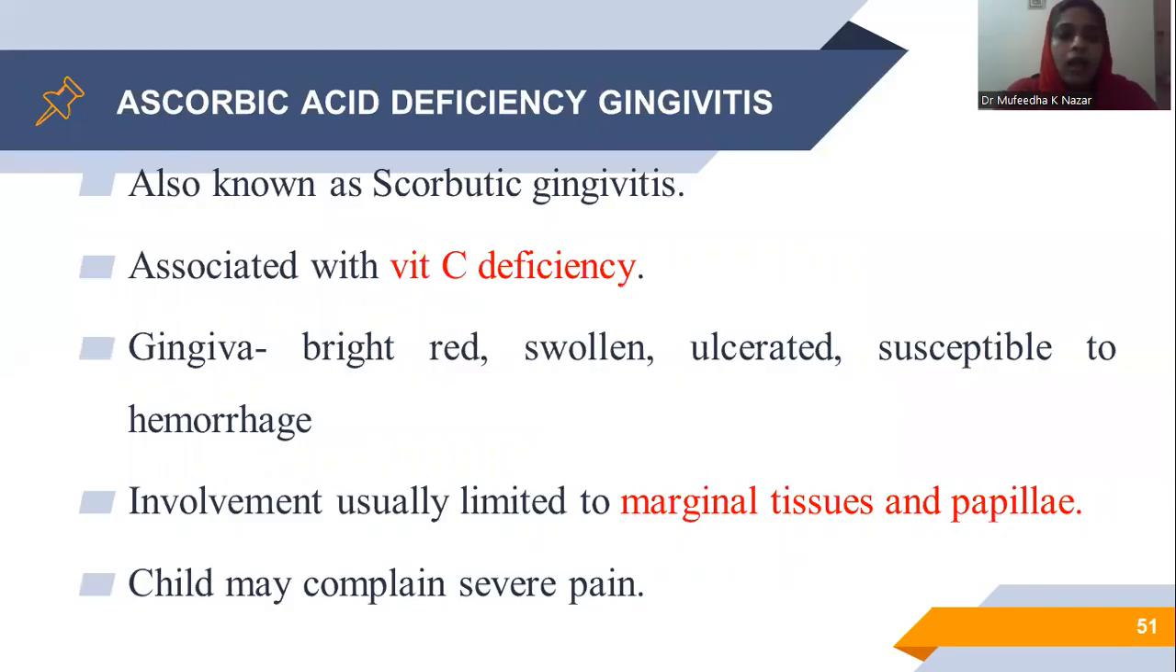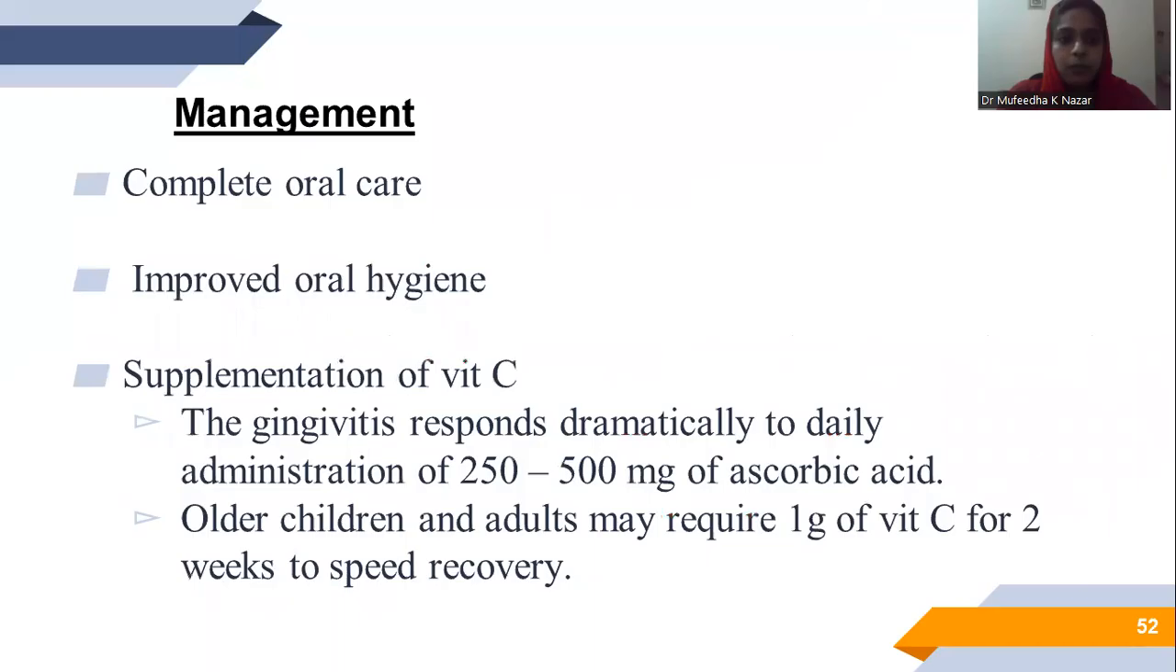Ascorbic acid deficiency gingivitis. It is also known as scorbutic gingivitis and is seen associated with vitamin C deficiency. In this kind of gingivitis, the gingiva appears bright red, swollen, ulcerated, and is susceptible to hemorrhage, bleeding easily. It is also usually limited to marginal tissues and papillae. The child may often complain of severe pain.